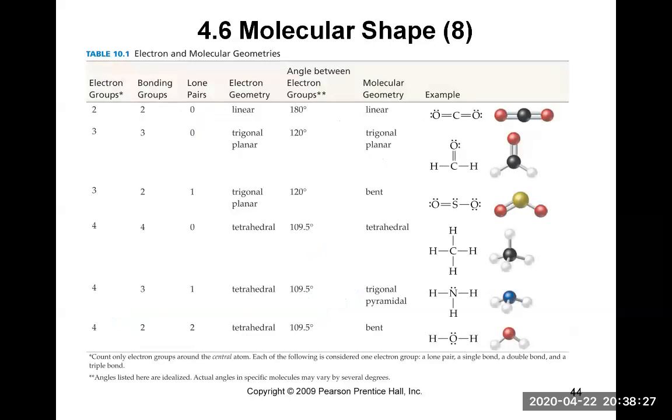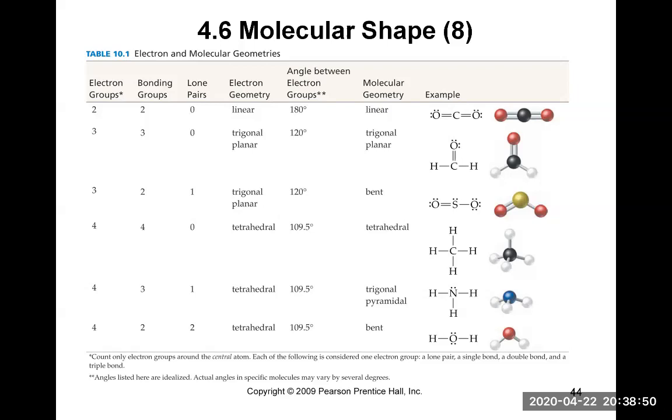So this table is provided in your reference packet for Chem 121. It is important that you have this table on hand. You will need it whenever you are asked to find the shape of a molecule. So it's good to print the reference packet for Chem 121 where this table is provided.